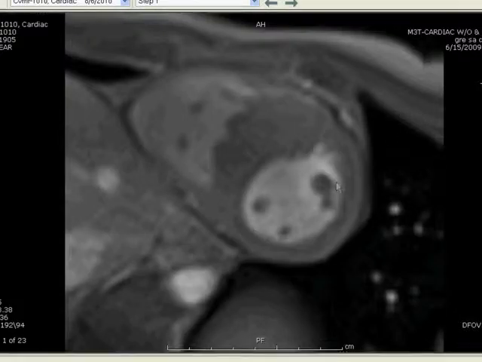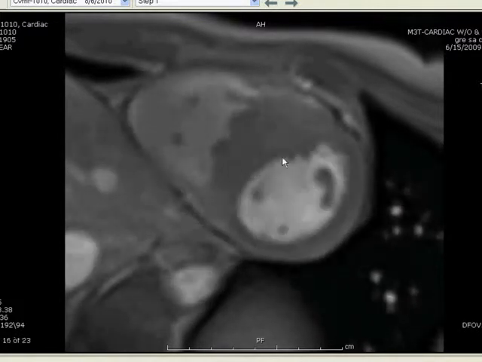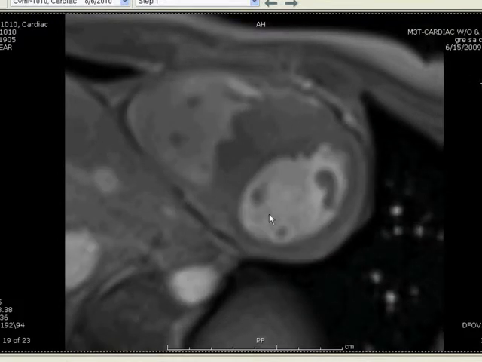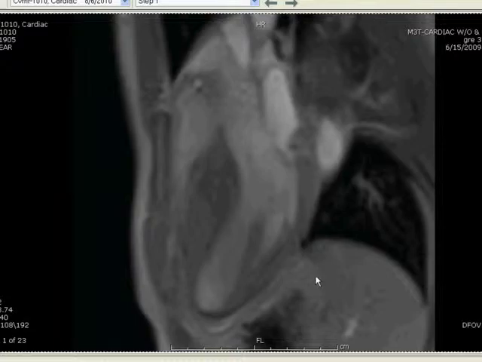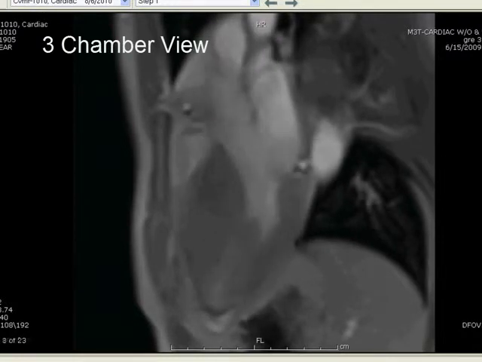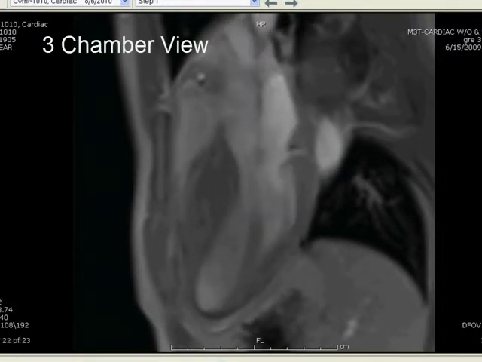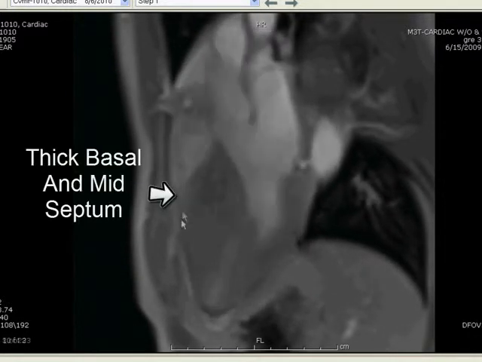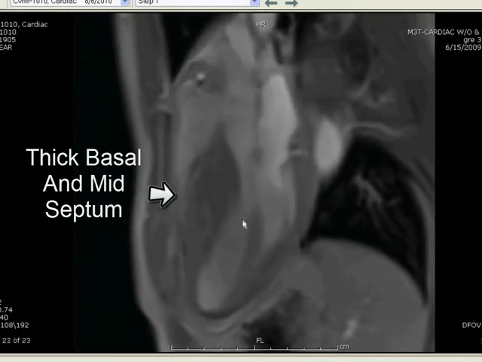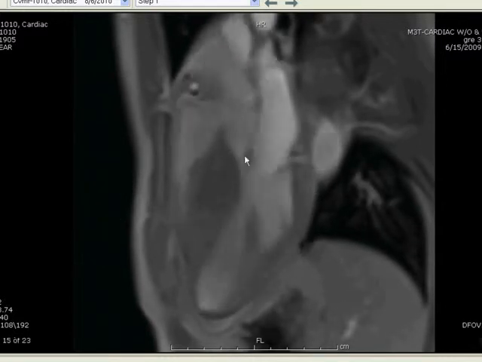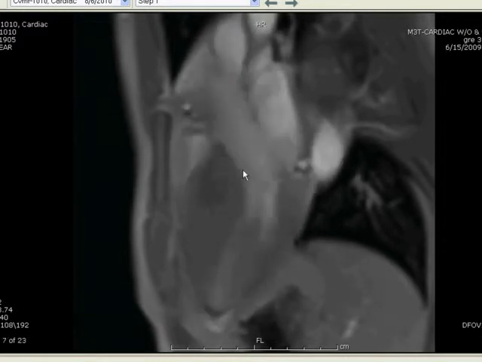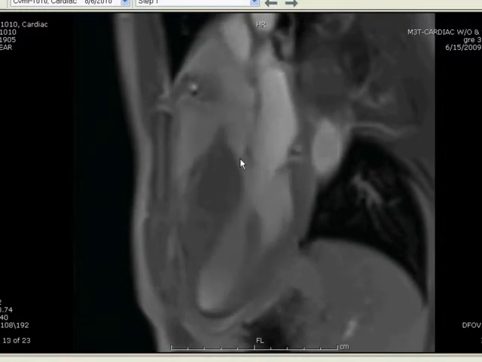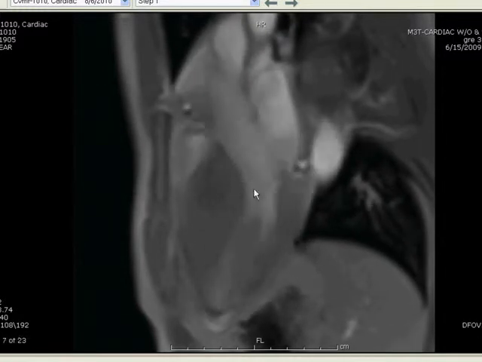In this view, we can appreciate similar findings, so significant hypertrophy in the basal septum, and this is asymmetric. When we move on to the three-chamber view, this is a very important view for patients with hypertrophic cardiomyopathy. We can appreciate the very thickened septum, basal and mid septum. In this case, we don't see any jet of LV outflow tract obstruction, and in these cases, we need to assess for any degree of obstruction in the left ventricular outflow tract.